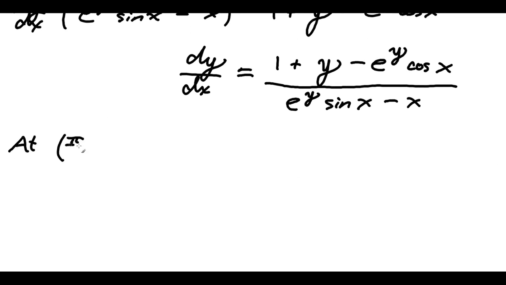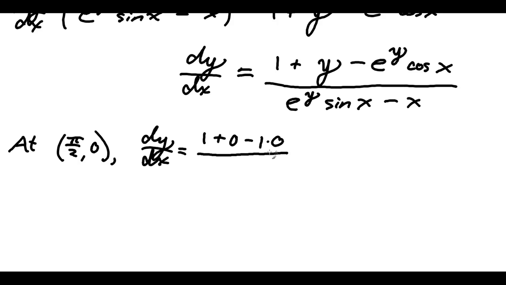At the point pi over 2, 0, dy by dx is equal to, well, let's plug this stuff in. We have 1 plus y, which is 0, minus e to the 0, which is 1, times the cosine of pi over 2, but that's 0. This is divided by, again, e to the 0 is 1, times the sine of pi over 2, which is 1, minus x there, which is pi over 2.